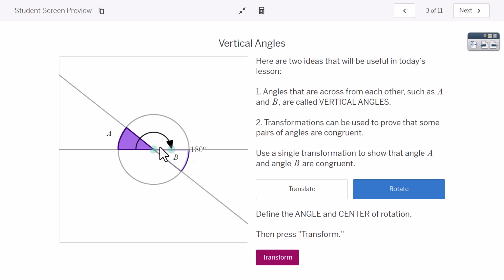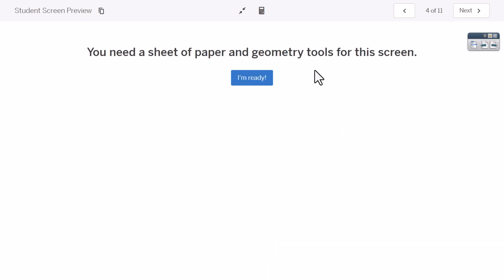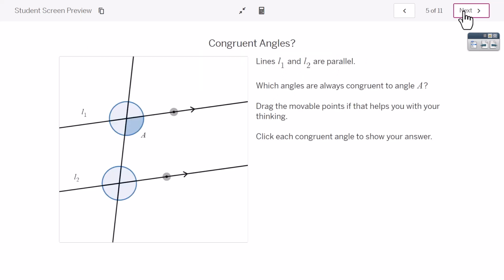And let's take a look at what happens when these angles that are made of 2 intersecting lines are diagonal from each other. Here we go. Yep, they're congruent to each other. Now, instead of getting a sheet of paper and some geometry tools, we're just going to cut to the chase here, and ask ourselves some things about congruent angles.